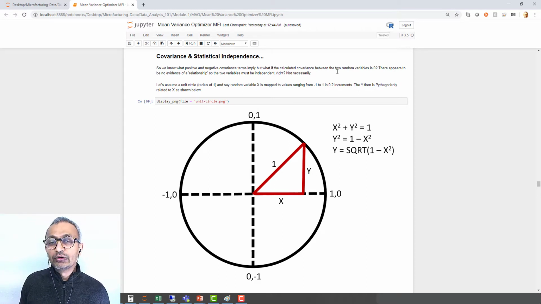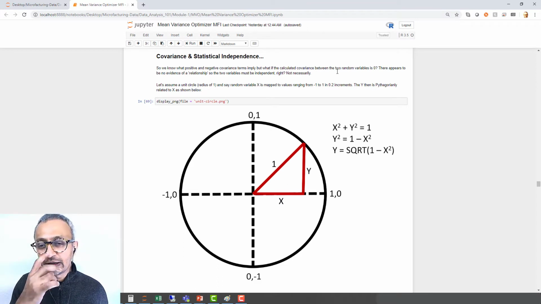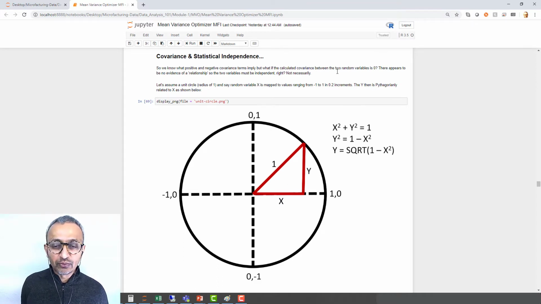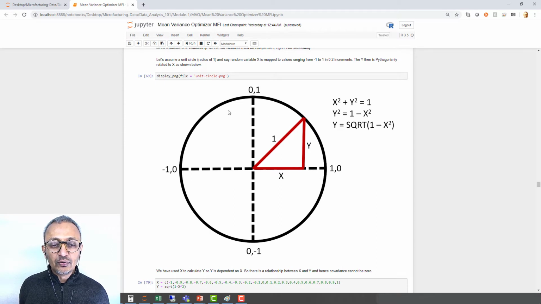Just because the covariance is 0 doesn't mean that two variables are independent, is what we're trying to prove. So let's assume a unit circle. It's just a fancy term; we know what a circle is, and we know a circle has a radius. A unit circle is a circle with 1 as its radius. Say we define a random variable x that is mapped to a value between -1 and +1, in 0.2 increments.